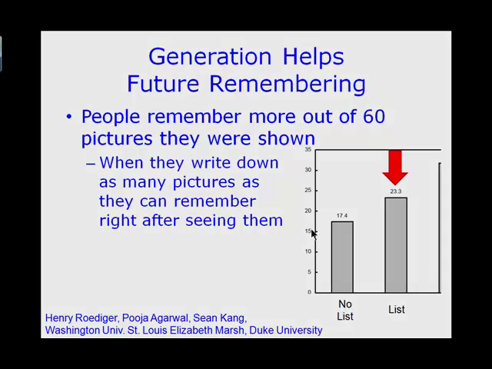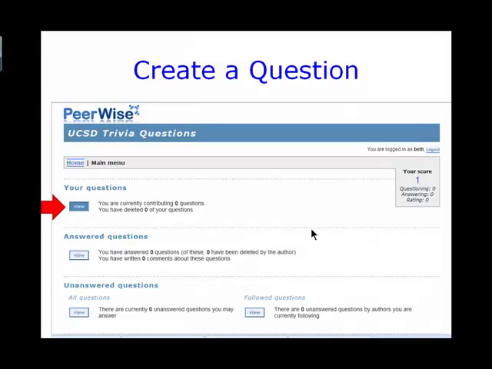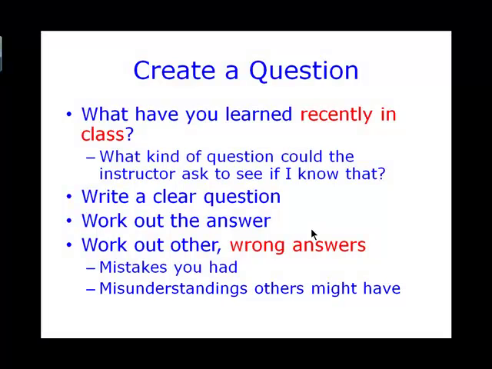When you log on to PeerWise, the first thing you should do is create a question. You should think about what you've been learning recently in class, and what kinds of questions could the instructor ask to see if you knew that. Then write the question in a clear way. Work out the answer, and work out a few other answers you think are likely mistakes or misunderstandings that others might have. Maybe it's something you have struggled with.